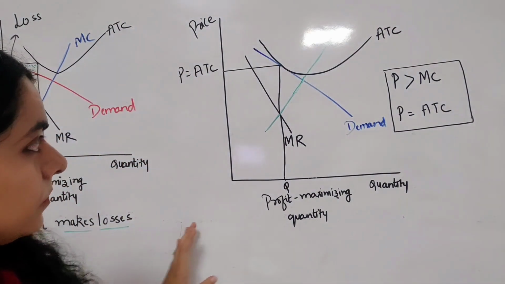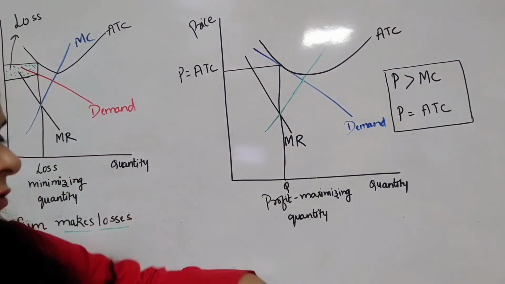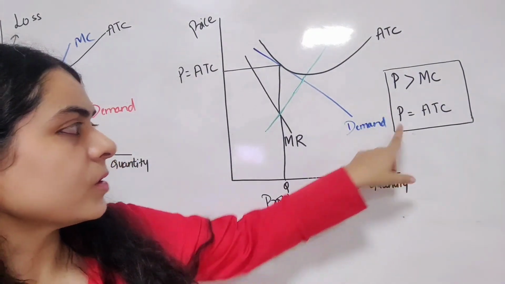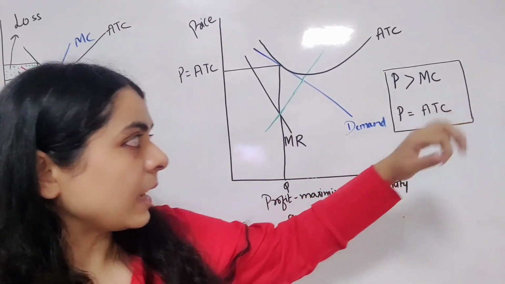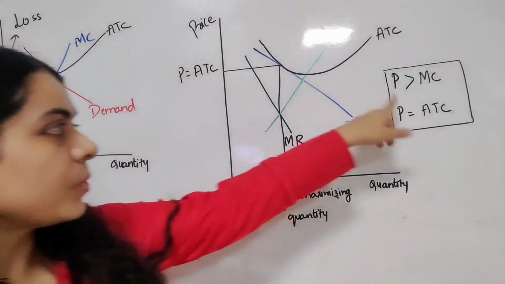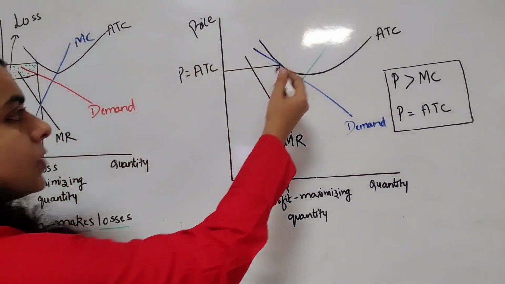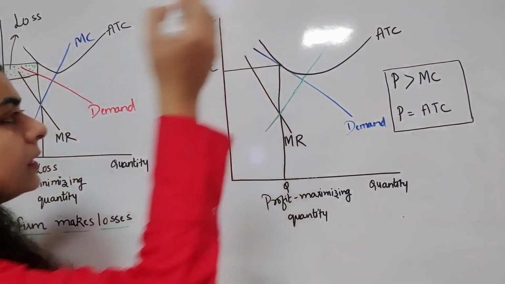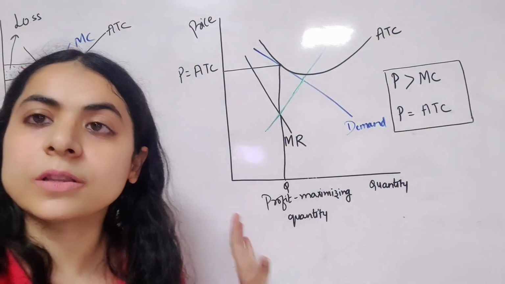In the long run, the price and the average total cost in the case of a monopolistically competitive firm are equal, and this is similar to a competitive market, and as in the case of monopoly, price is greater than marginal cost. So in this case, as we can see here, price and average total cost are equal. The firm is earning zero economic profits in the long run.